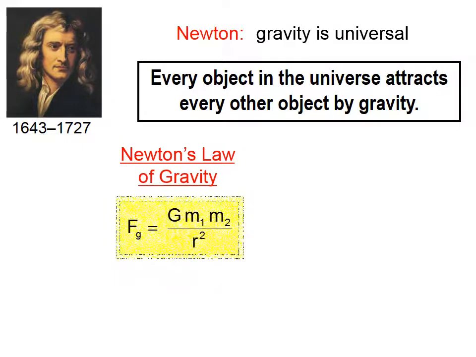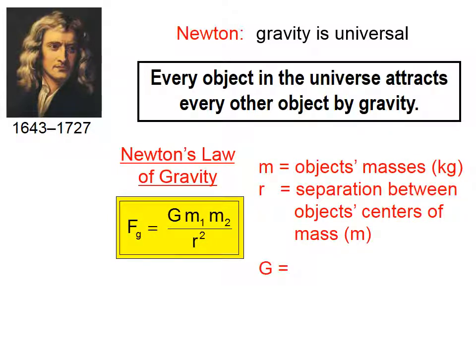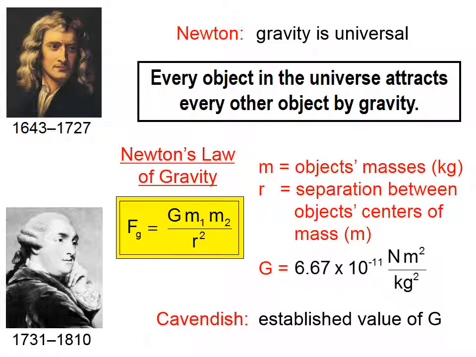But Newton's law of gravity can be summarized with this equation here, where the m's represent the two masses of the objects in kilograms, r is the separation between the objects' centers of mass, and G is what's called the Cavendish Constant, or the universal gravitational constant. It was determined by Henry Cavendish to be 6.67 times 10 to the negative 11th newton meter squared per kilogram squared. This value of G in Newton's law of gravity is simply a constant, and there's its value right there.